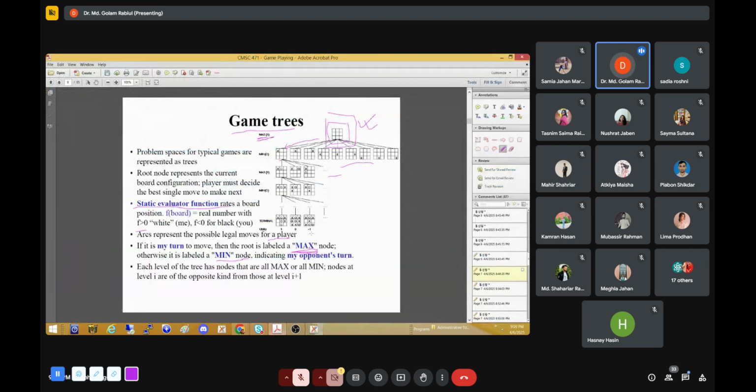Like you can see, this is the utility value. Here's the positive one. Here's the 0. Maybe this one is the negative one. These are the utility values. So each level of the tree has nodes that are all max or all min. Nodes at level i are of the opposite kind of those at level i plus 1. So if we consider this one is the max, this one we have to consider min. Again, this one is the max, this one we have to consider min.